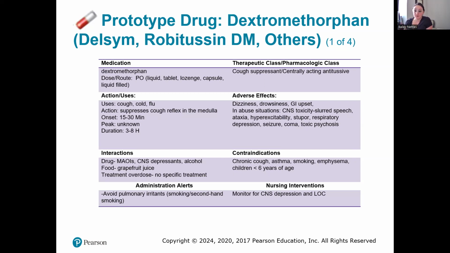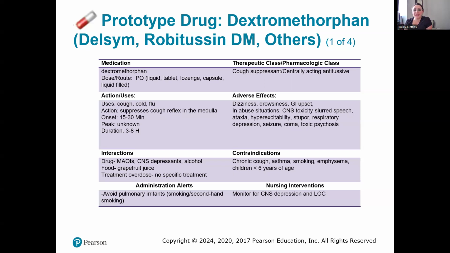Smoking, emphysema, and children under 6 years of age. The smoking, emphysema, and asthma kind of all go together because it's usually something else going on, and we don't want you to mask the problem and then have other problems down the road, right? So the biggest thing: avoid pulmonary irritants. Smoking, secondhand smoke. Especially if you're giving this to a child and going home with one of the DMs, if someone smokes in the house, they probably shouldn't do it. If someone vapes in the house, they shouldn't take this, okay?